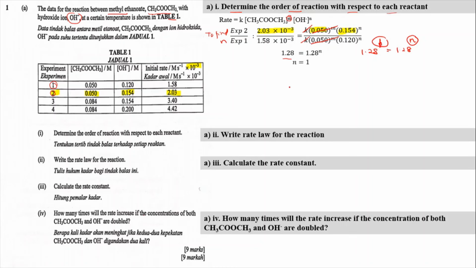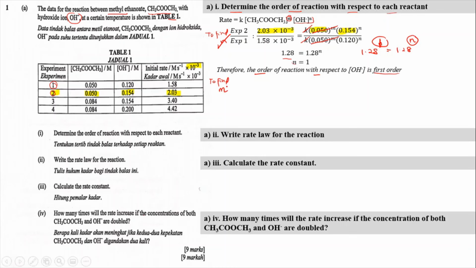Okay, and we need to do the conclusion. So we can say that the order of the reaction with respect to OH minus, because N refers to OH minus, is a first order reaction. Okay, so we have found N. Now we need to find M. Okay, we need to find M.